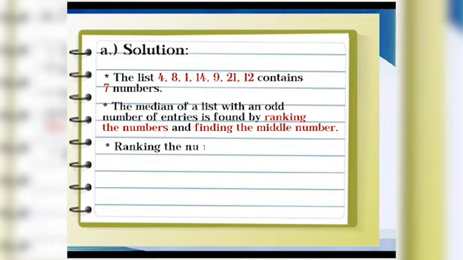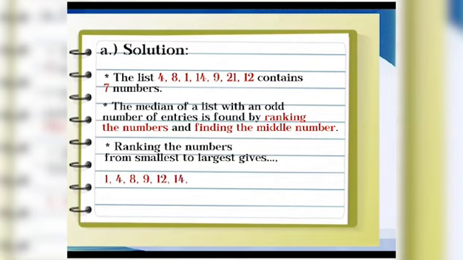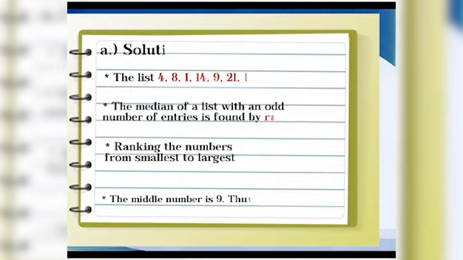Ranking the numbers from the smallest to largest gives 1, 4, 8, 9, 12, 14, 21. The middle number is 9, thus 9 is the median.